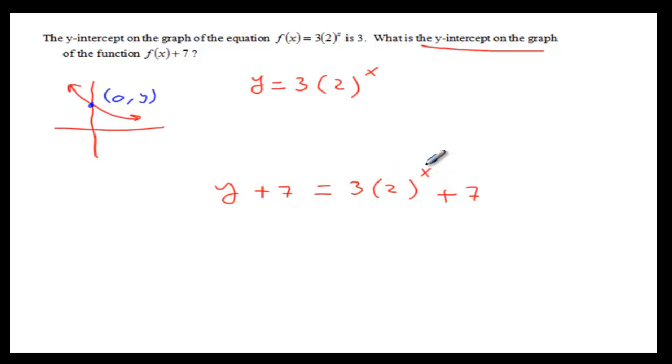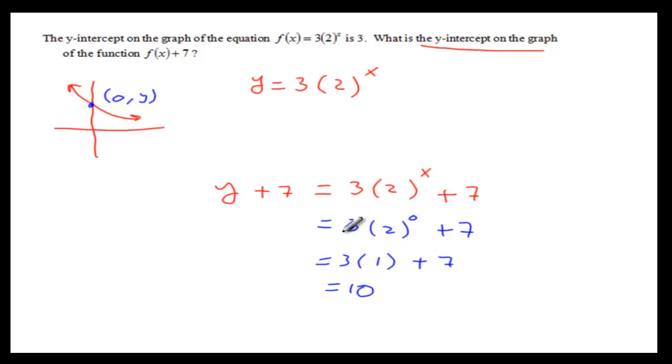So in this case, all you do is just substitute 0 for x. So this will be 3 times 2 to the power of 0 plus 7. Anything to the power of 0 is not 0. Anything to the power of 0 is 1. Plus 7, and that's going to be 3 plus 7. 3 times 1 is 3, plus 7 is 10.